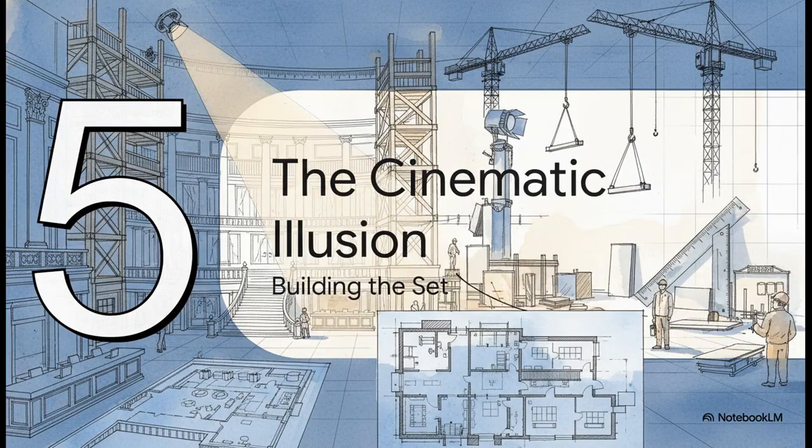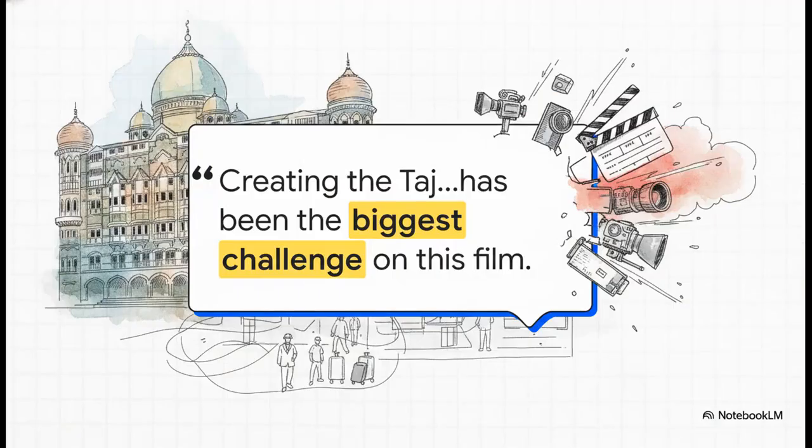Let's move on to Section 5, the cinematic illusion, building the set. Production designer Stephen Jones Evans summed it up perfectly. He said, "Creating the Taj, which is a very elaborate, beautiful, old heritage building, has been the biggest challenge on this film, without a doubt. And the biggest hurdle here? The real Taj Mahal Palace Hotel is still a busy, fully functioning, real-world business. You can't exactly just shut down a legendary luxury hotel for months to film explosions and gunfire, right? It's just not going to happen."